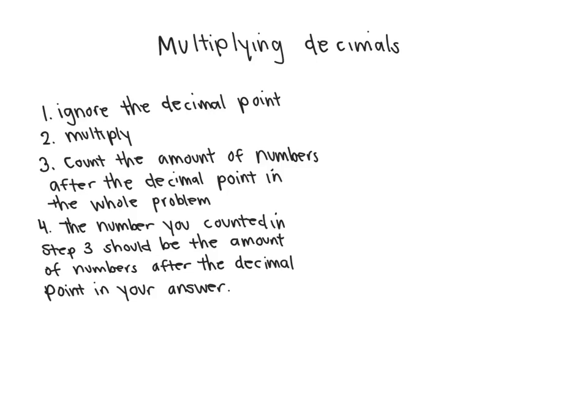All right, we are going to review multiplying decimals. So we have our steps over here on the left. So the first thing, when we're multiplying, is that we want to ignore the decimal point. So we have 1.5 times 4, so we're going to ignore it. So we're actually just going to do 15 times 4.